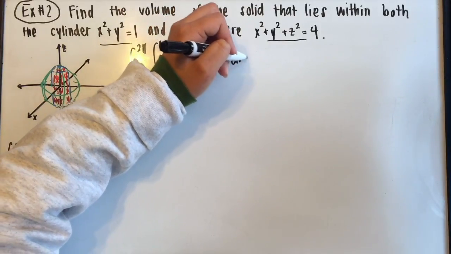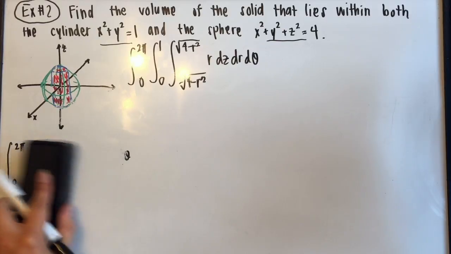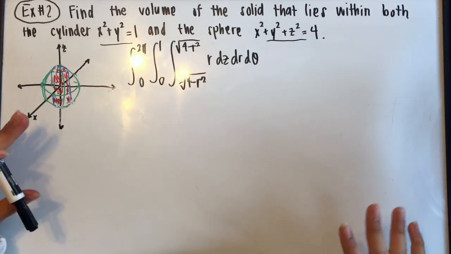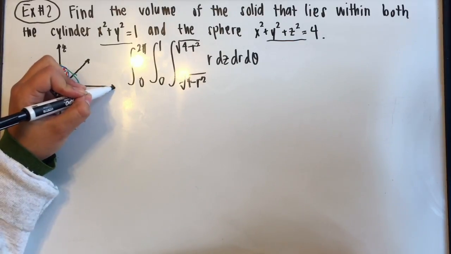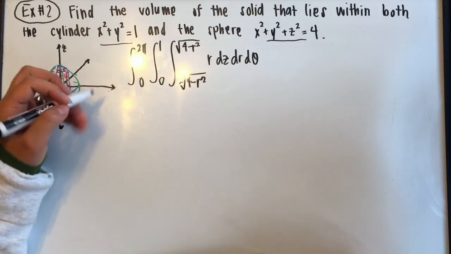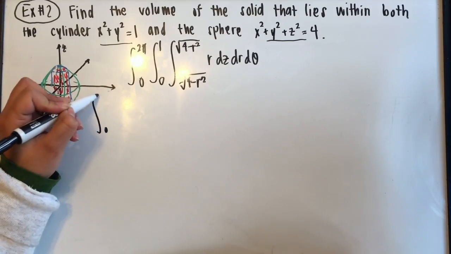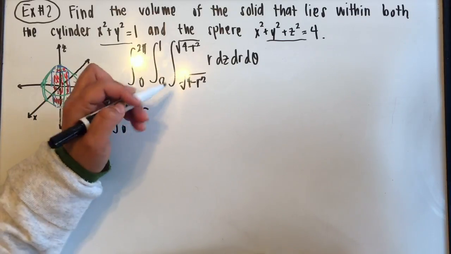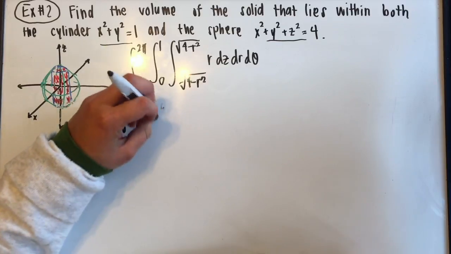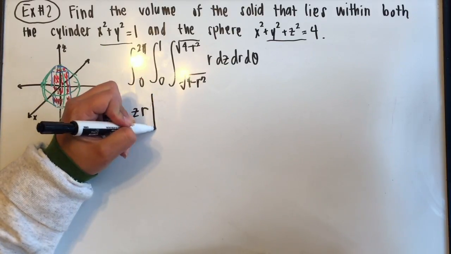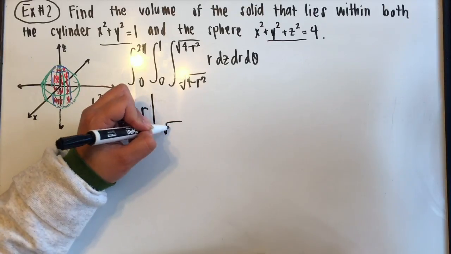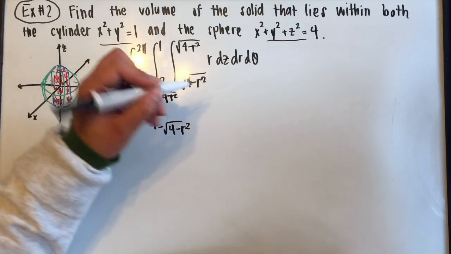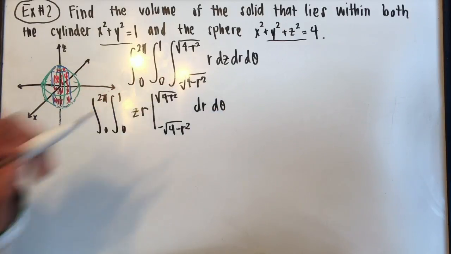R dz dr d theta. And then we can erase this. Okay, so now it's just solving this equation. So we first want to do it with respect to z. So we get from 0 to 2 pi, 0 to 1 gets z r, not z, positive r squared dr d theta.